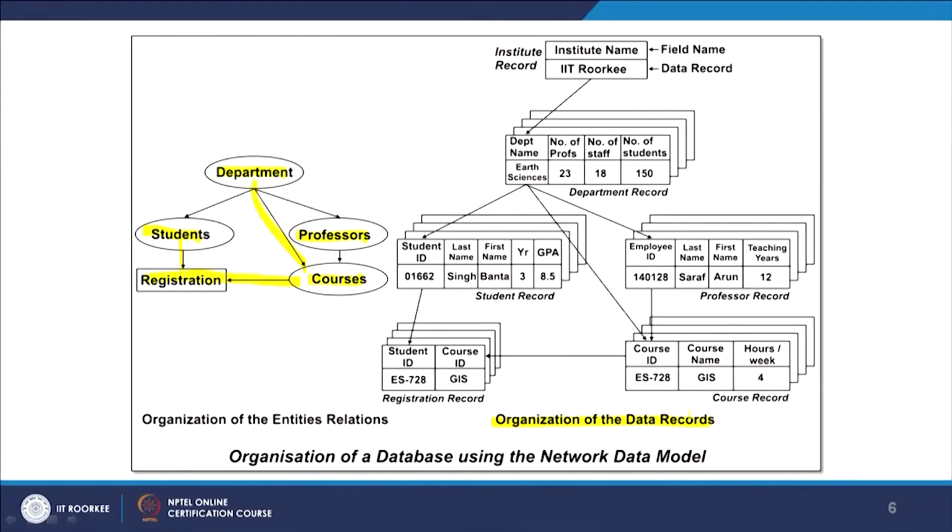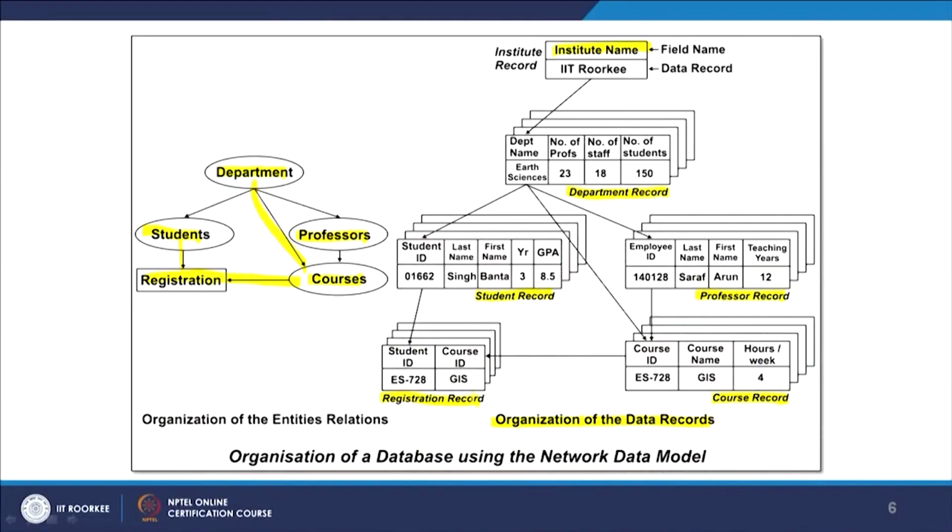As said, that is the inverted tree. If we see the organization in the form of data records, how will it be done? Almost the same way. You have the institute name, then a department record, a student record, a professor record, and a course record. This is all common, as it was also in the hierarchical data model. But what is additional is the registration record, which is kept here about each course, and students' data is linked. So, this linkage will provide some additional information and additional access and network links also.